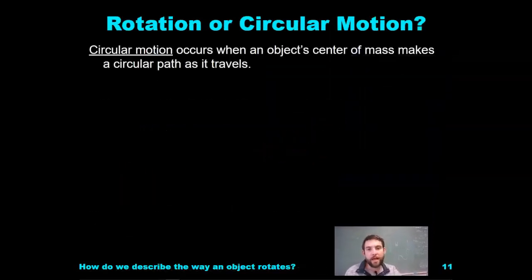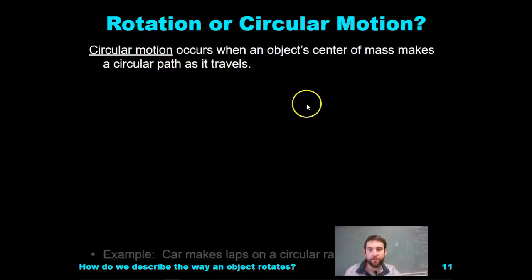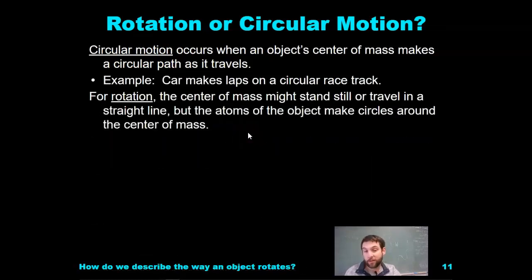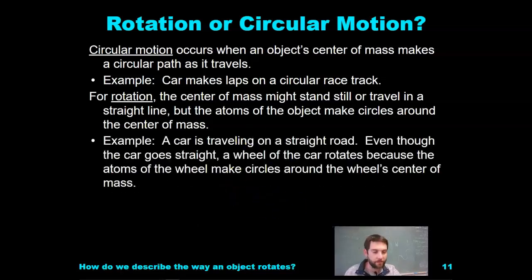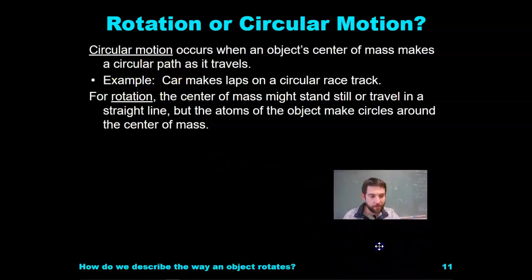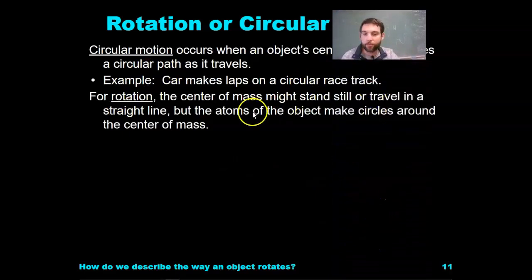Circular motion happens when an object's center of mass makes a circular path as it travels. An example, a car makes laps on a circular track. For rotation, the center of mass might stand still or travel in a straight line, but the atoms that make up that object are circling around the center of mass. They seem kind of similar, but they are quite different, and we handle them very differently as well.